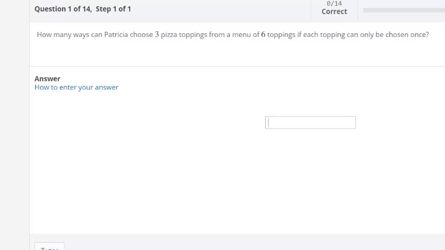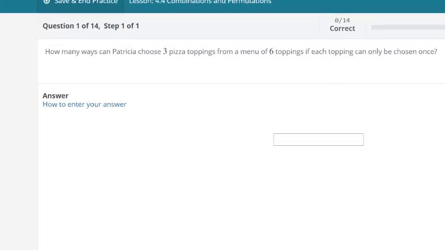then show you how to do these in Excel. So the first one I have here, we are choosing pizza toppings, 3 from among 6. So the first question I ask myself is, does the order matter? So is a pepperoni, onion, and sausage pizza different from a sausage, pepperoni, and onion pizza? No, those are the same. Order doesn't matter. So this is going to be a combination.